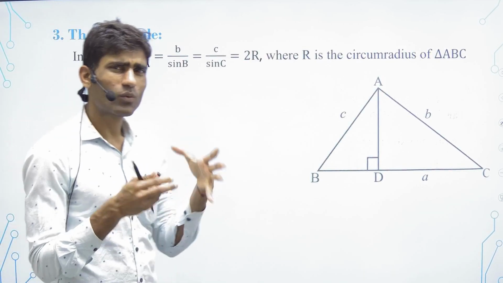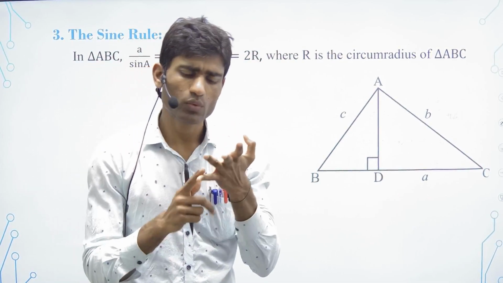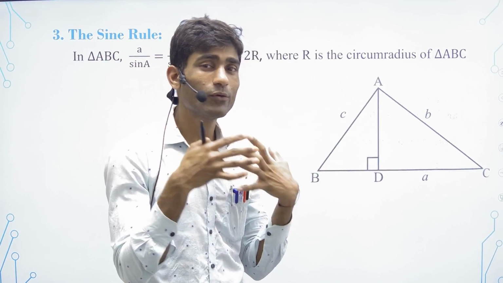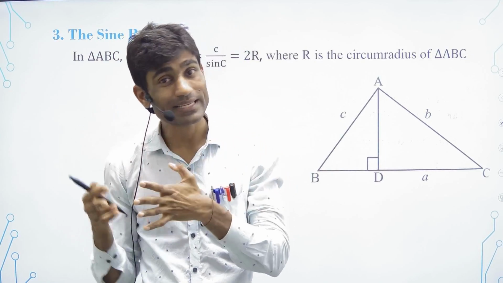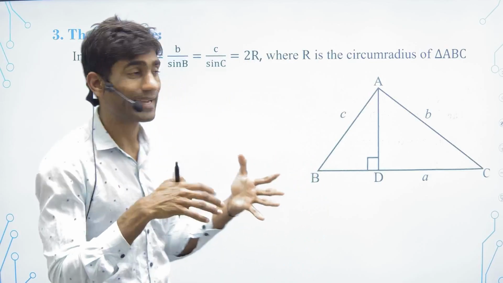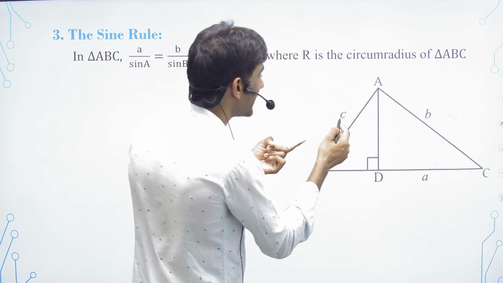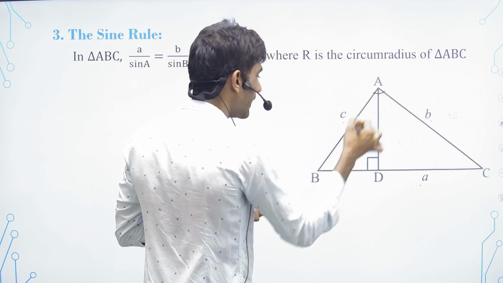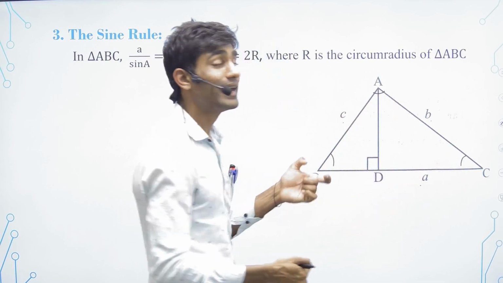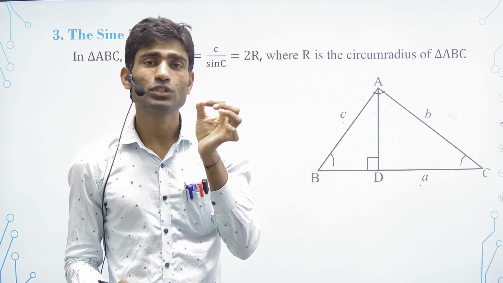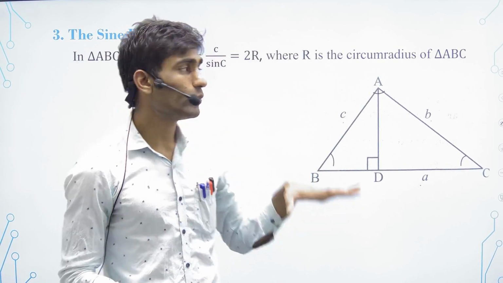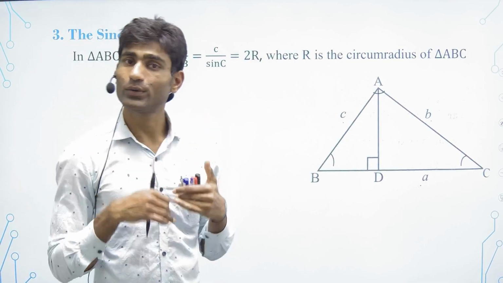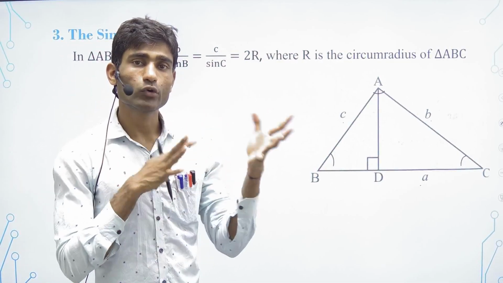But why are we learning the sine rule, cosine rule and projection rule? If you have to find the value of a side, that means side C, side A or side B, or angle A, angle B, angle C, that is when we use these rules for finding the solution of a triangle. We use the sine rule, cosine rule and projection rule. So today's lecture is completely about the sine rule.